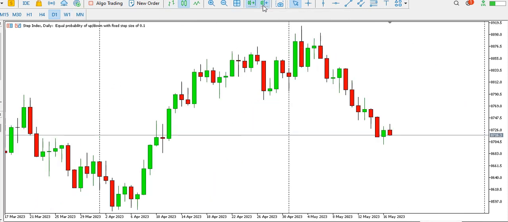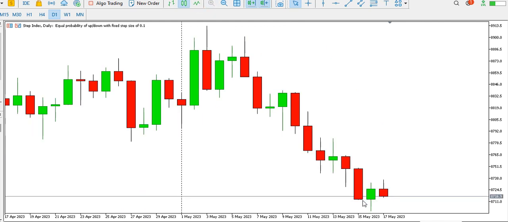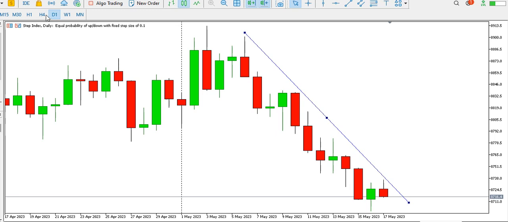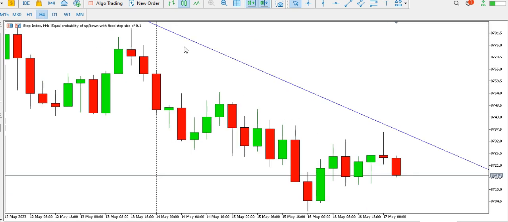All right, let's go to step index. Step index has been bearish in the last couple of weeks, 2 to 3 weeks. Been selling, and we can still see that yesterday's up move is currently being gradually reversed. So step index is currently selling for now, in as much as the descending trend line is respected.